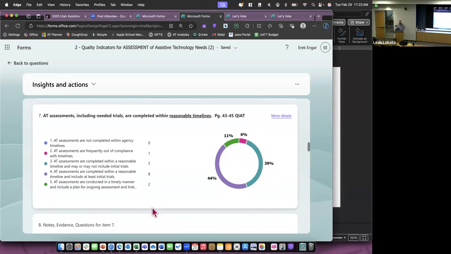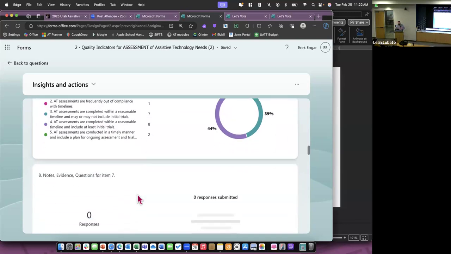Okay. AT assessments include needed trials, and they're done within a reasonable time frame. This one, it looks like as a state, we're doing much better. 44% and 39% are at 3 and a 4. Nobody put in a 1, but some said they're frequently out of compliance with timelines, meaning maybe we did a permission to test and then 90 plus days later, we still haven't gotten it done. Those kinds of things. Okay. But the nice thing about that is that it shows me we're figuring out what the students need quickly, right? We're doing it in a reasonable timeline so students aren't just sitting there trying to get by without the assistive technology tools that they need.